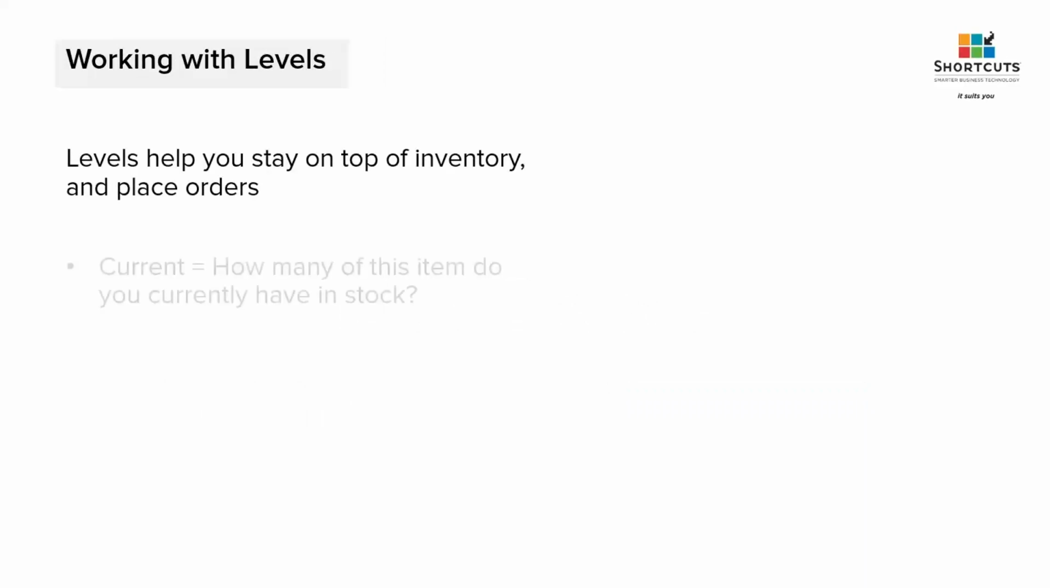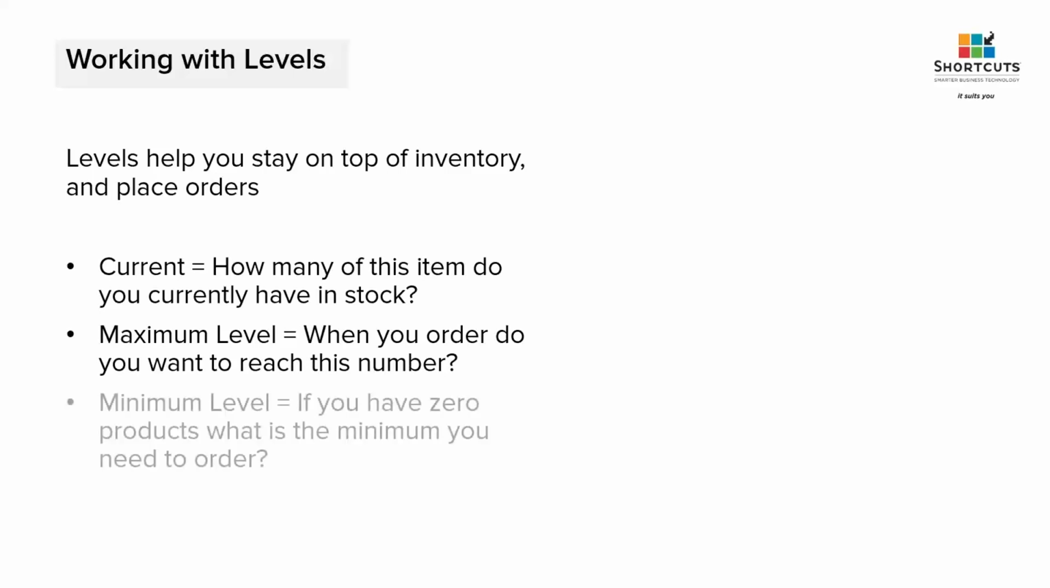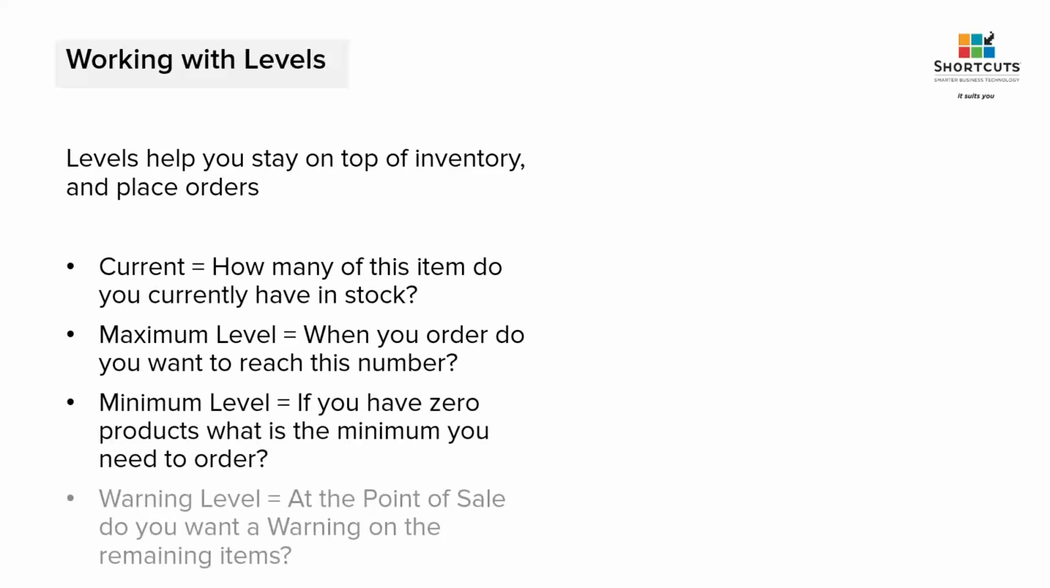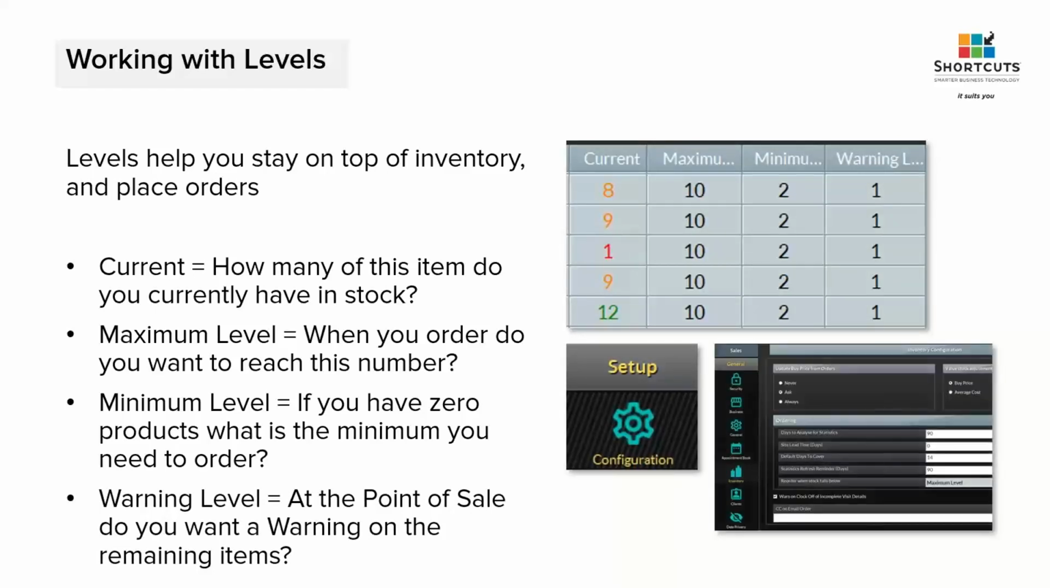So how do levels work? How do shortcuts understand the level system? What it does is it helps you keep track of your inventory, whether it's retail, whether it's professional. And the way you break it down is current, maximum, minimum, and warning. Now, warning level is optional. So the current is how many of these products do you actually have in stock?